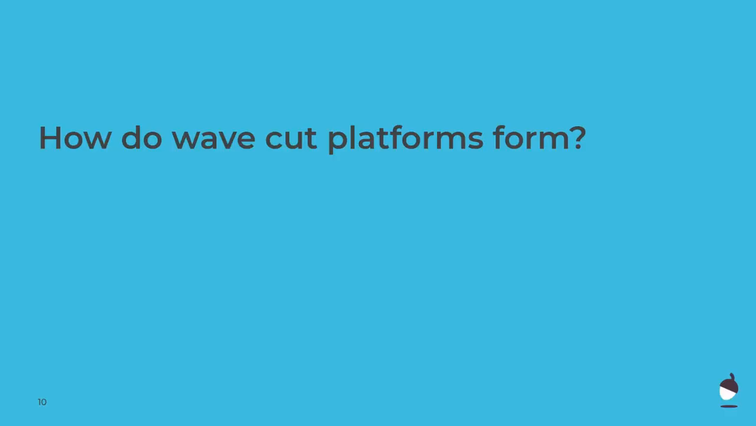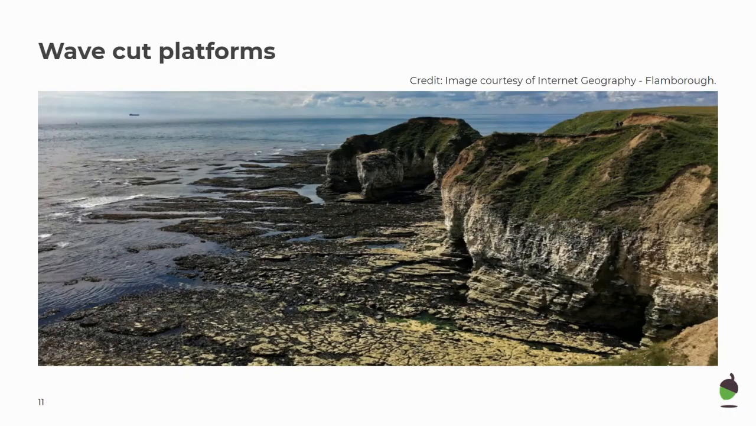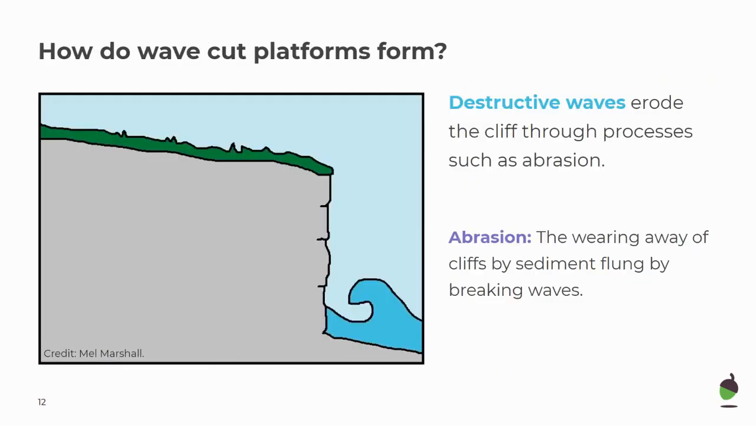Now let's have a look at how wave-cut platforms form. Here's a picture of a wave-cut platform. So you've got your tall, steep cliffs, but at the base of those cliffs, there is a wide, flat, rocky platform. Destructive waves erode the cliff through processes such as abrasion. There's a video about erosion processes if you want to have a look and revise those. But if not, abrasion is the wearing away of cliffs by sediment flung by the breaking wave. And that sediment acts like sandpaper and it wears away the cliff.